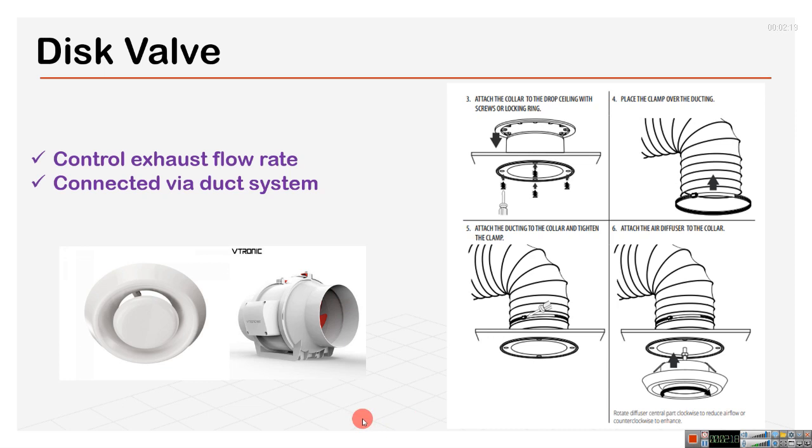When you select the disc valve type, with this disc valve we can control the exhaust flow rate, and it connects via a ducted system, and exhaust volume is controlled by this fan. This is a duct mounted fan. This is the installation guide. Rotate the diffuser's central part clockwise to reduce airflow or counterclockwise to enhance the airflow. This is a flexible duct, and it connects to the ducted exhaust fan. You can connect a few disc valves to the ducted exhaust fan.